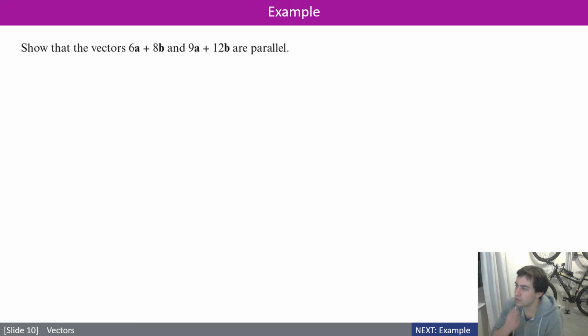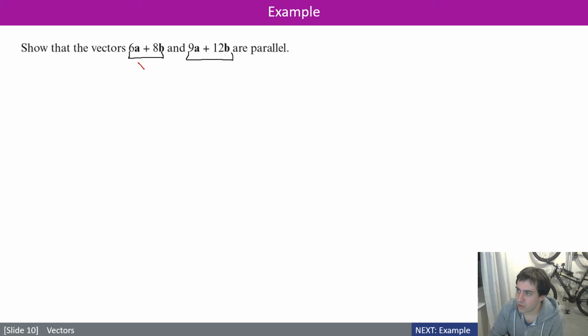And then our penultimate example, this is to just test that we've understood the definition of parallel vectors. Show that these two vectors are parallel. Now just to clarify what's going on here a little bit: normally we'd say you've got a vector A, that's one vector, and then you've got a vector B, that's another vector. So why here are we talking about adding and multiplying A and B and getting two different vectors?